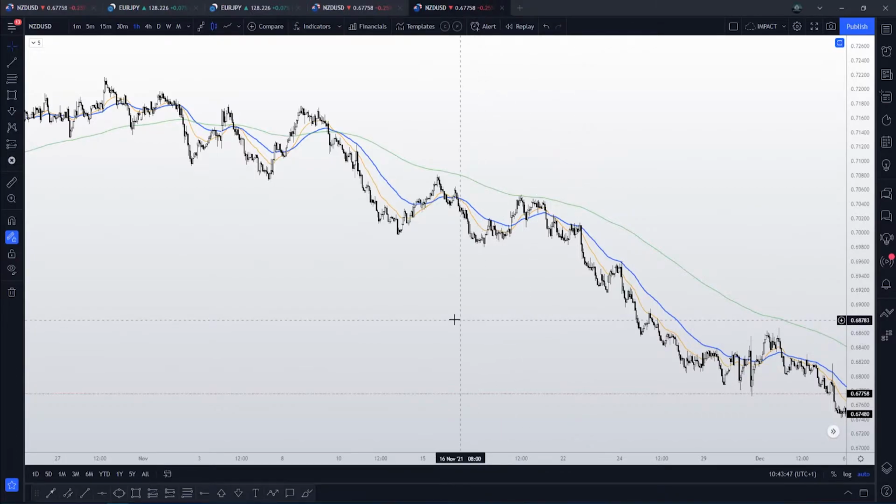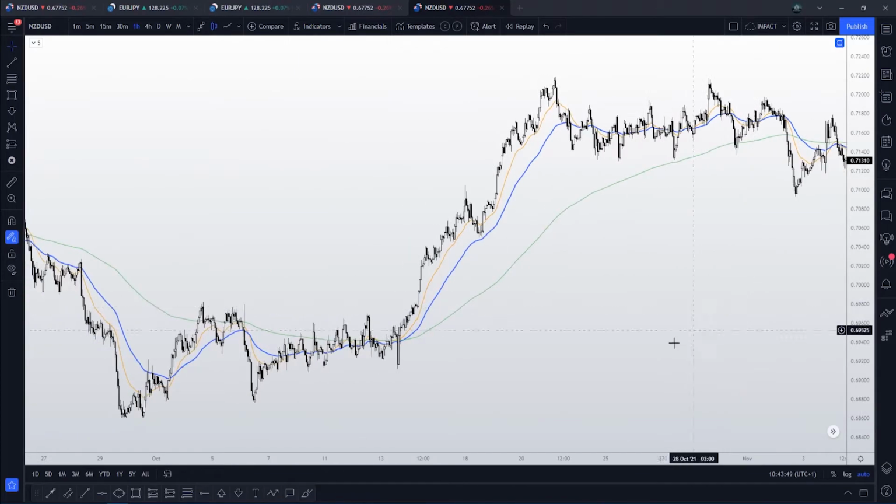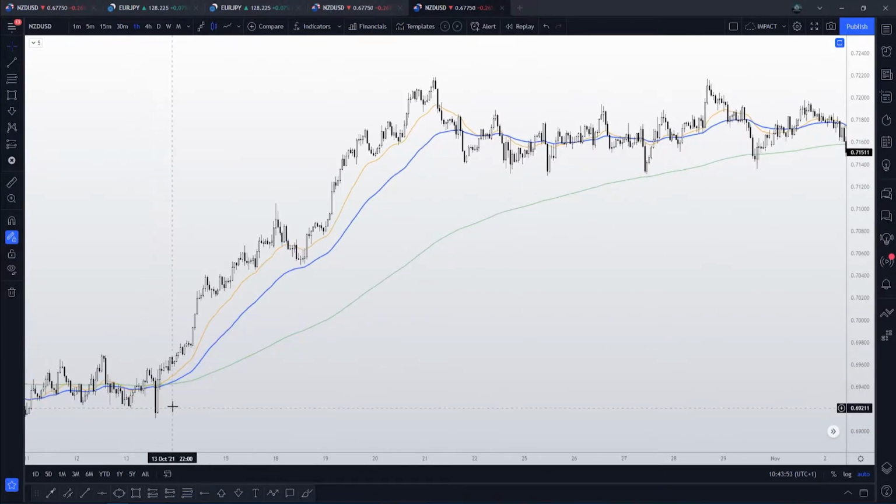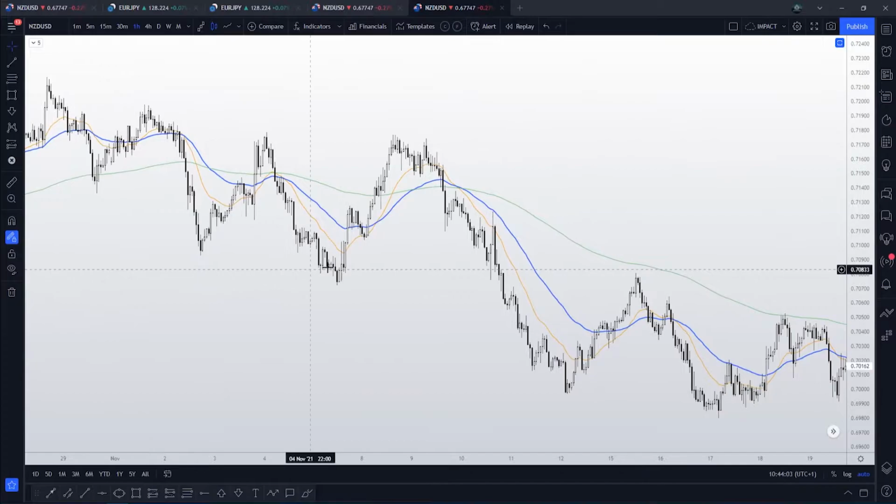Technically the market has turned bullish or bearish when the 21 EMA crossed the 50 EMA. So as you can see here, the orange 21 EMA crossed the 50 EMA to the upside, so from this point the market turned bullish. And technically the market turned bearish from this point, where the 21 crossed the 50 EMA to the downside.